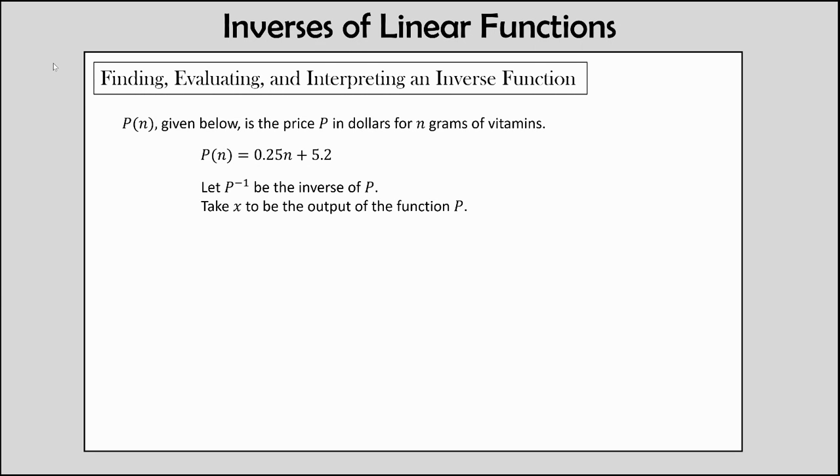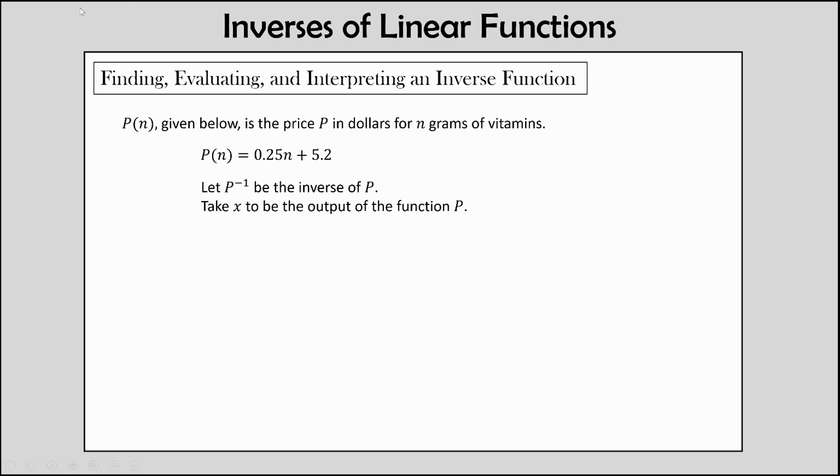So if you look at the title, it's finding, evaluating, and interpreting an inverse function. All right, so you're going to be given some inverse functions with some meaning, and then it's going to be our job to kind of interpret and use that information. So this first one says P of n, which is given below, is the price in dollars for n grams of vitamins. So this P function will calculate how much it's going to cost you for n grams of vitamins.